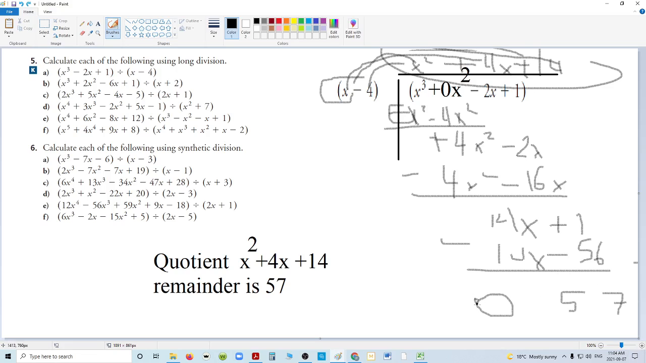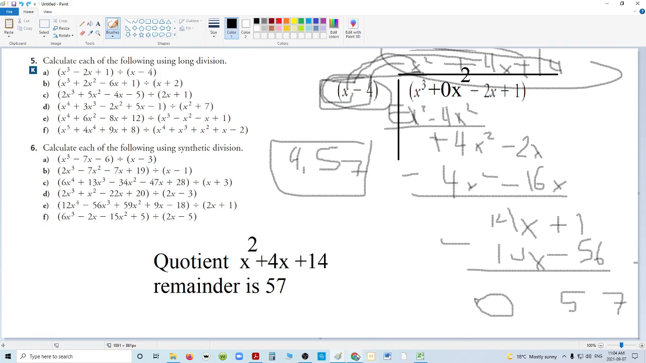If your remainder is 0, it means that this is a perfect factor of that and is on the x-intercept. So you would find a spot 4, 0 on the x-intercept. The fact that we find 57 tells me that the spot we're actually going to find is 4, 57. I believe. I'm going to verify that, but let's see.